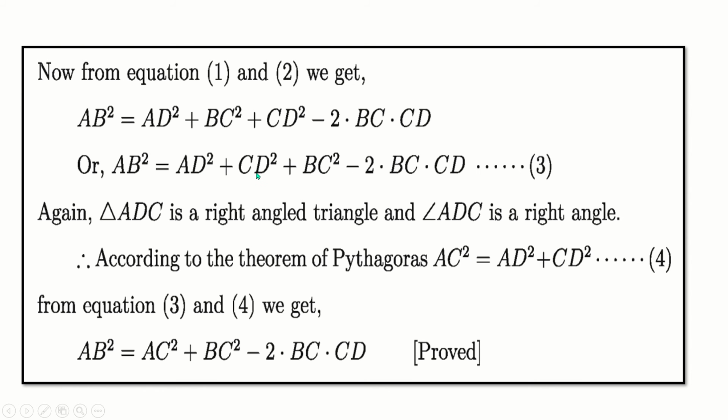But AD square plus CD square, we can write as AC square, because in triangle ADC, angle D is a right angle, so by applying Pythagoras theorem, AC square equals this. So AB square equals AC square plus BC square minus 2 into BC into CD. Proof is complete. Very easy. Clear? This is the Pythagoras extension theorem for acute angle. You have to remember, okay? And you have to prove it.